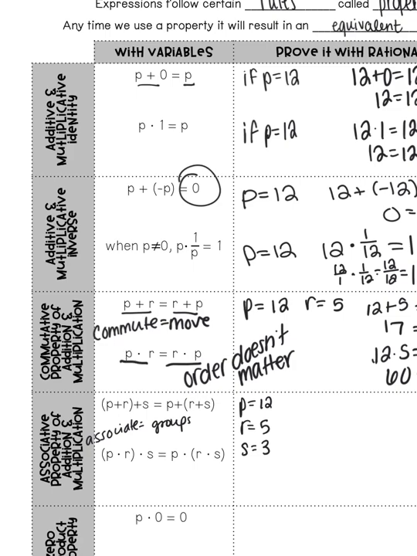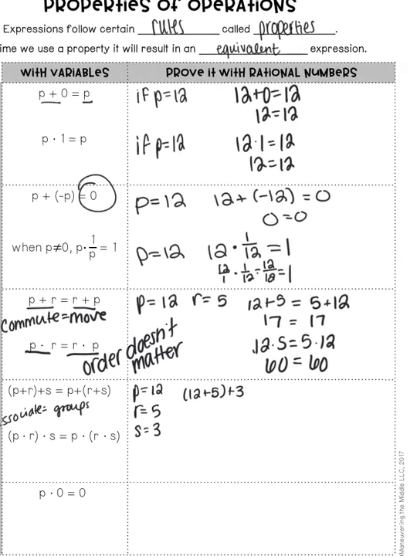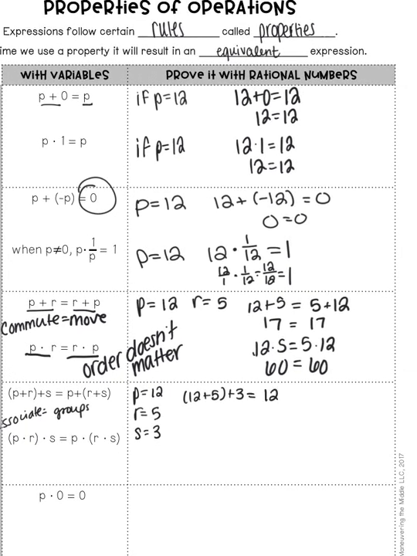So if I have 12 plus 5 plus 3, that's the same thing as 12 plus 5 plus 3 where 5 plus 3 is in the group, okay? 12 plus 5 is 17, then plus 3. In the other, 5 plus 3 is 8. So I have 17 plus 3, that's 20, right? Then I have 12 plus 8, also 20. So even though I changed the groups, all that did was change the order that I added my numbers, and I didn't actually change my final answer, right?